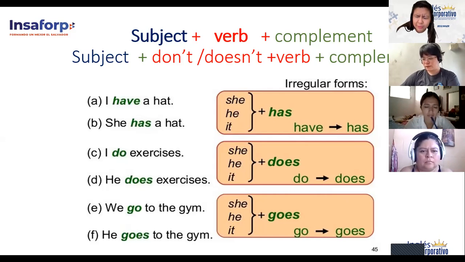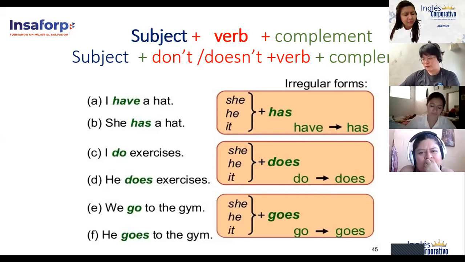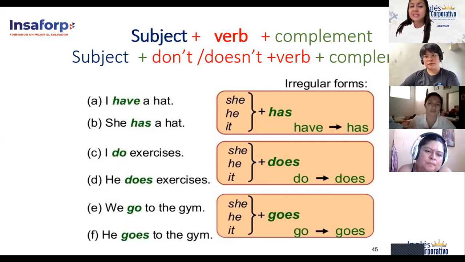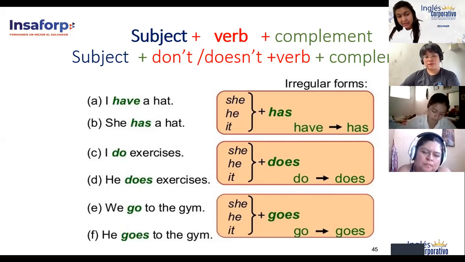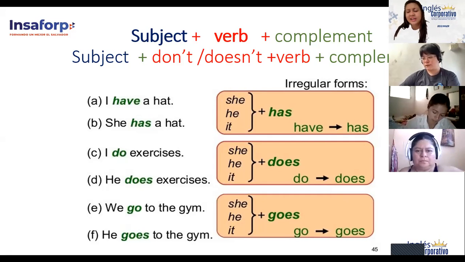Okay? The other verb is go. We go to the gym. And we apply the same rule as the previous one. He goes to the gym. Entonces, las terceras personas van a ser diferentes. En estos casos, have no va a ser haves, sino has. Tampoco es do, es does. And goes. He, she, and it.